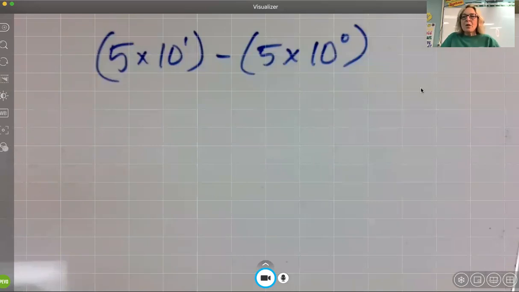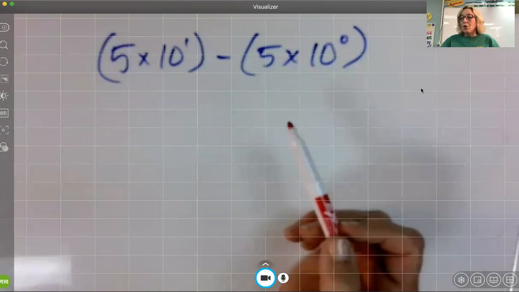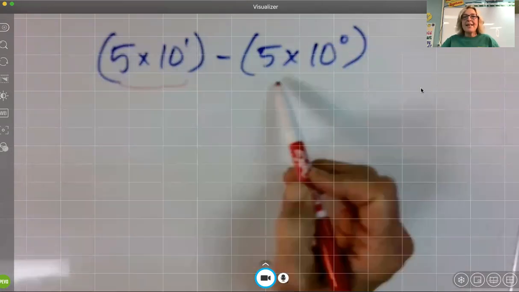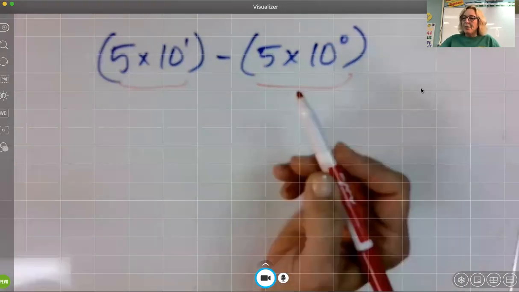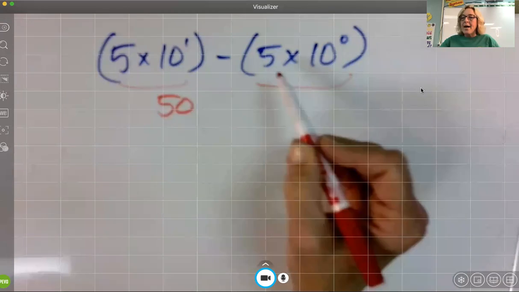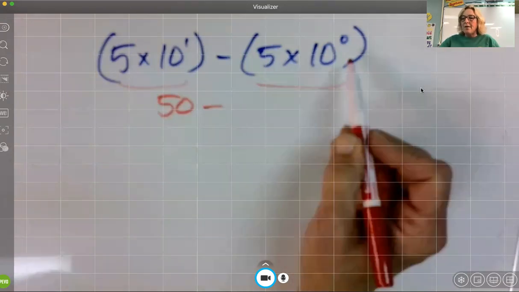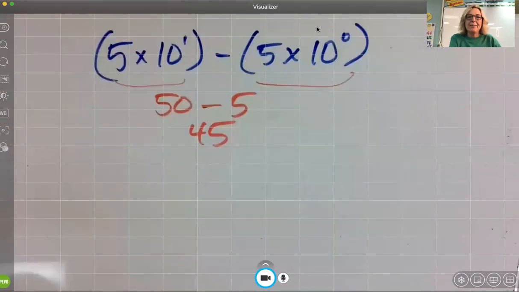Okay, so now we're going to work with some subtraction problems where we have products of powers of 10 in the subtraction problem. Now, in previous years, when you saw a problem like this, you would follow the order of operations, which would tell you to take care of the groups first, that would be what's in parentheses, and then do the subtraction last. And if you did that, 5 times 10 to the first power is 50, minus 5 times 10 to the 0 power would be 5, and that would give you a value of 45. But we're going to try it a little differently.